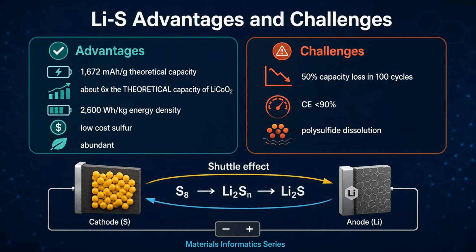Sulfur is cheap, abundant, and environmentally benign. However, intermediate polysulfide species dissolve in the electrolyte and migrate to the anode in the shuttle effect. This causes significant capacity loss in early cycles with low coulombic efficiency. Practical batteries need thousands of cycles with high efficiency.